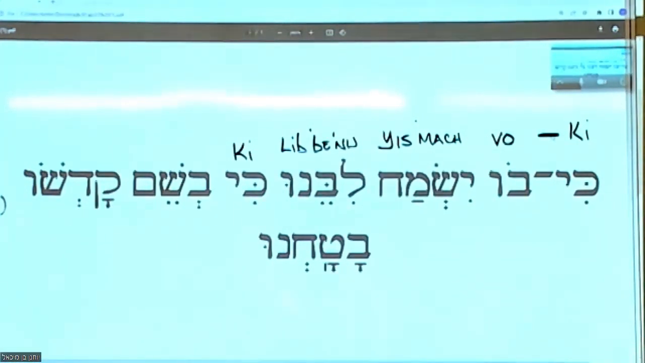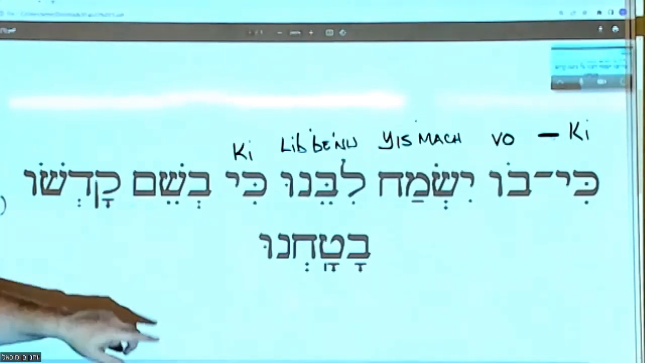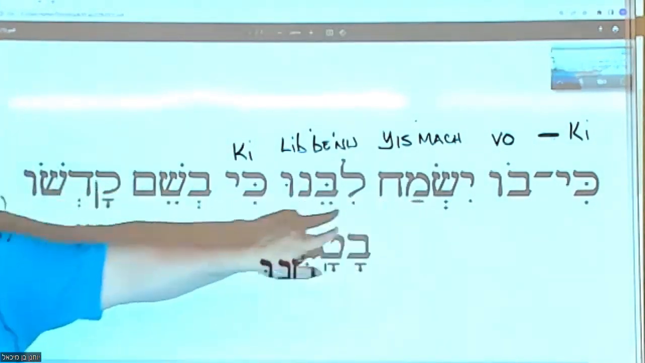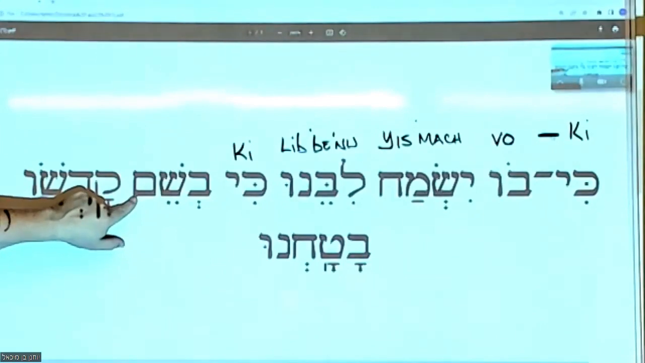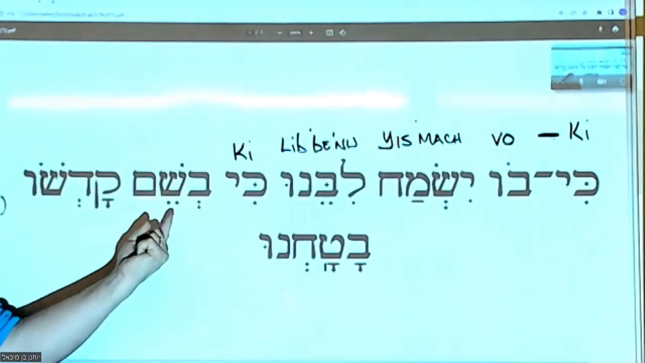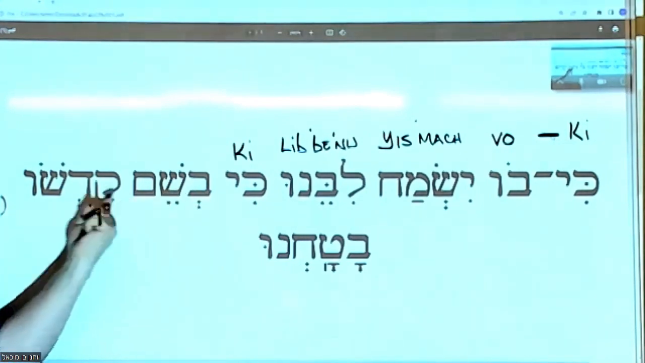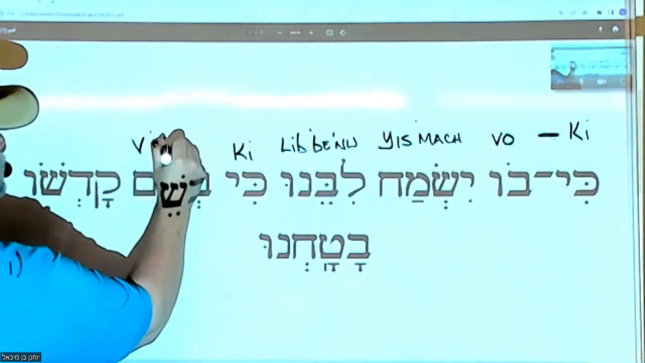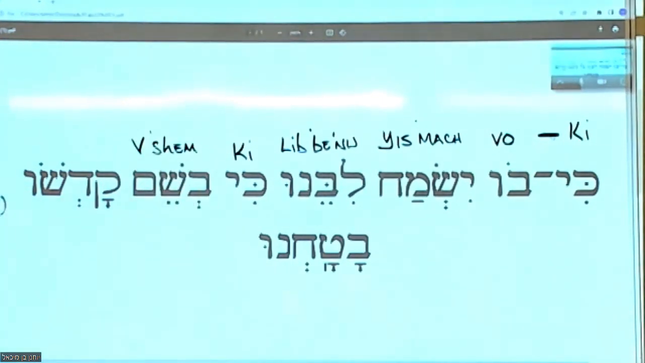There's also 5 letters that change their shape when they're at the end of a word. Okay? There's all kinds of crazy stuff going on here. So this letter is the same as that letter, except this letter is at the end of a word. It still sounds like M, or the sound that we associate with M. So we have ve, sh, em, veshem. Shem. All right, what about our next word here?